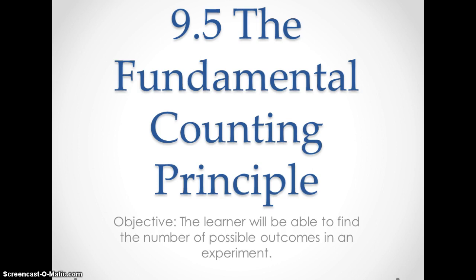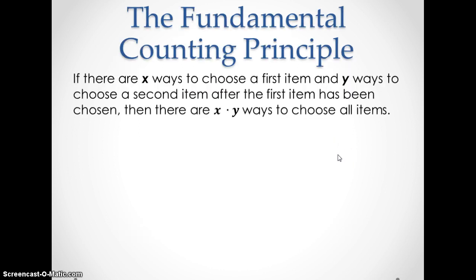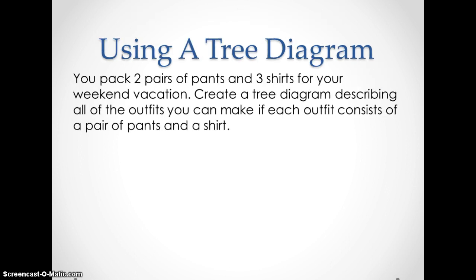Okay, today we are going to be doing the fundamental counting principle. In this section, you will be able to find a number of possible outcomes in an experiment. Now, what is the fundamental counting principle? If there are X ways to choose a first item and Y ways to choose a second item after the first item has been chosen, then there are X times Y ways to choose all items. Now, if you don't quite get that, don't worry. You'll understand it after we start off by using a tree diagram.